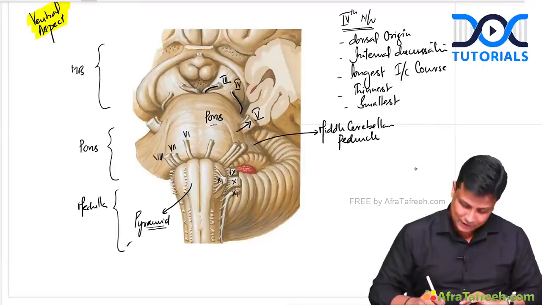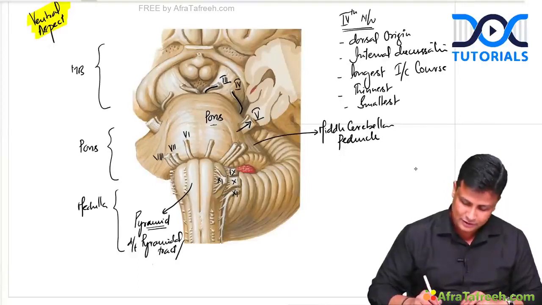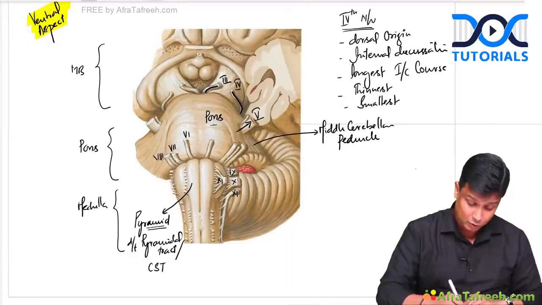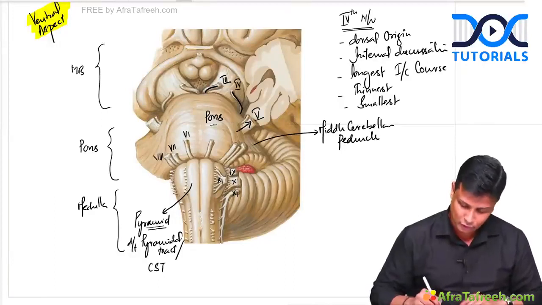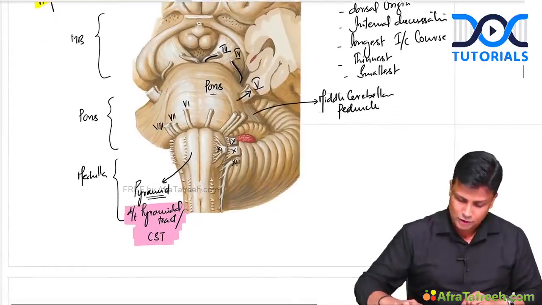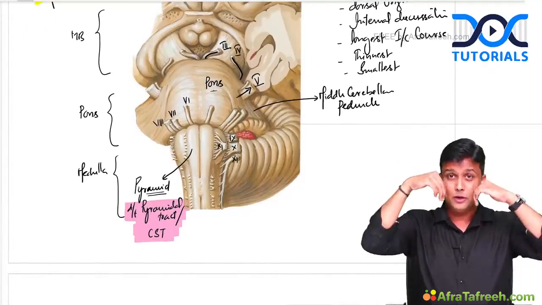Okay. The pyramid is due to what? It is due to the tract. Which tract, guys? That is your pyramidal tract. Now, I hope all of you know that pyramidal tract is another name for corticospinal tract. It is the most important descending tract that you have to know about. So the pyramidal tract or corticospinal tract is going to descend from the cortex down through the midbrain, pons and medulla.